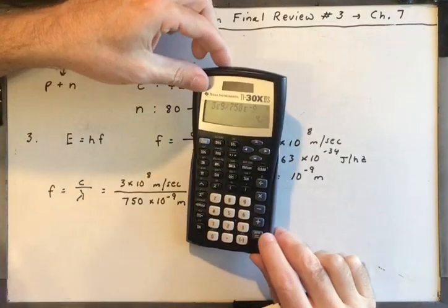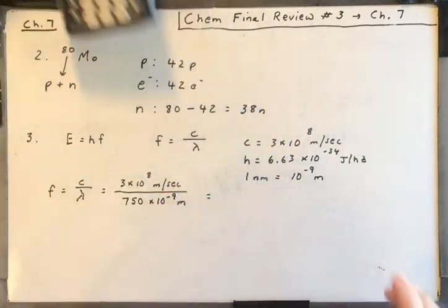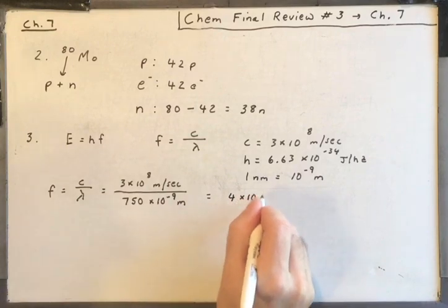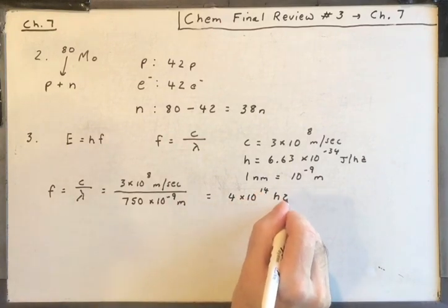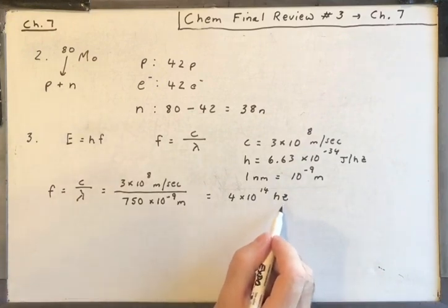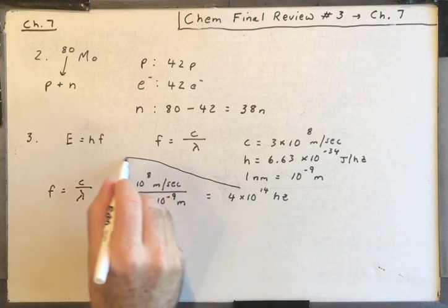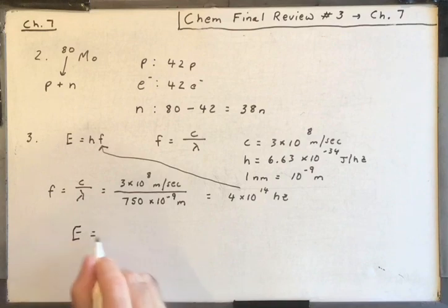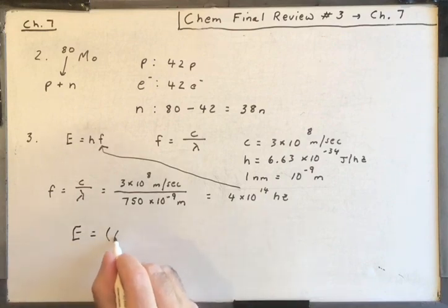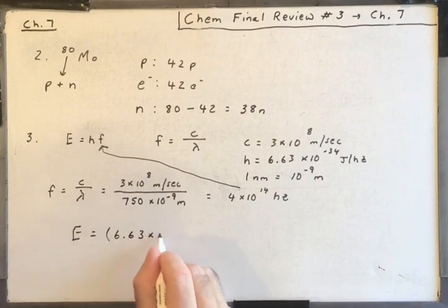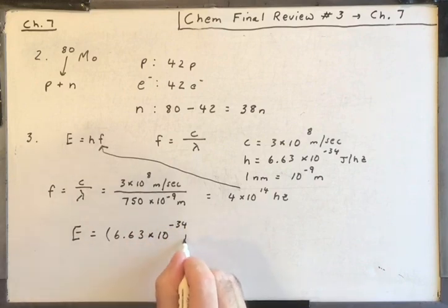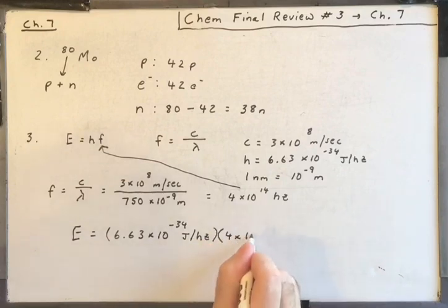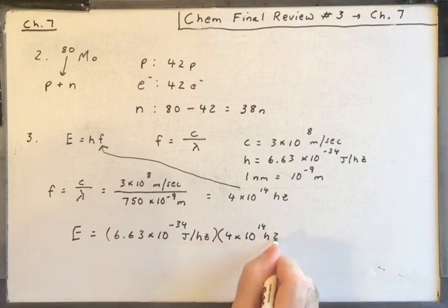All right, the answer is 4 times 10 to the 14th. The unit is hertz for frequency. So 4 times 10 to the 14th hertz. Now we can plug that number into frequency. So E is equal to Planck's constant, 6.63 times 10 to the minus 34 times 4 times 10 to the 14th hertz.